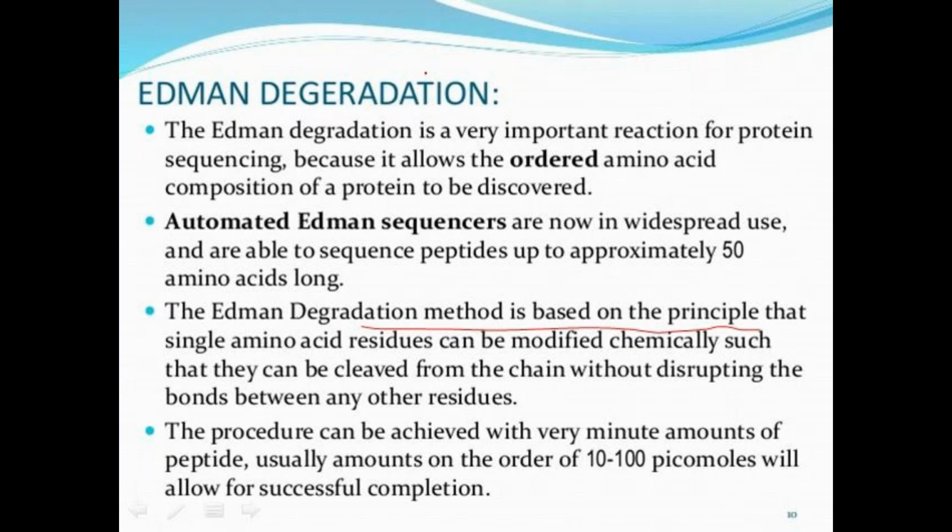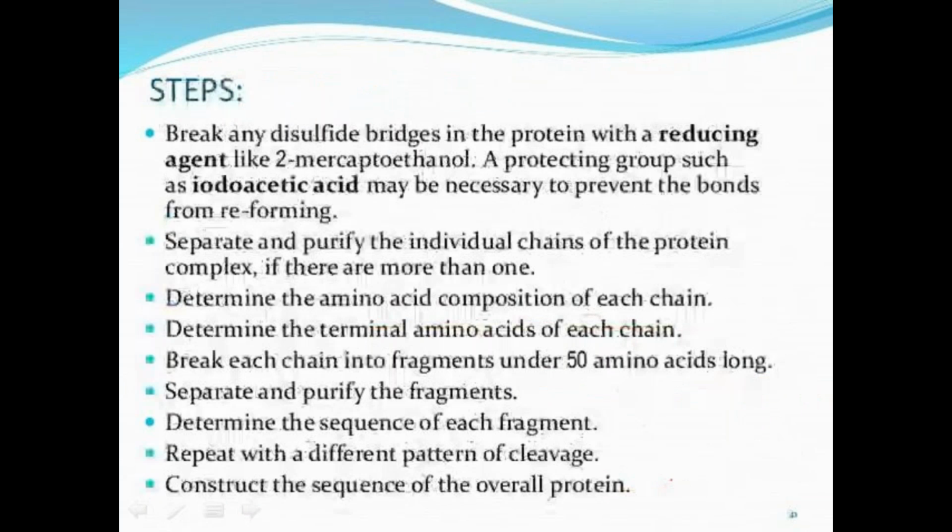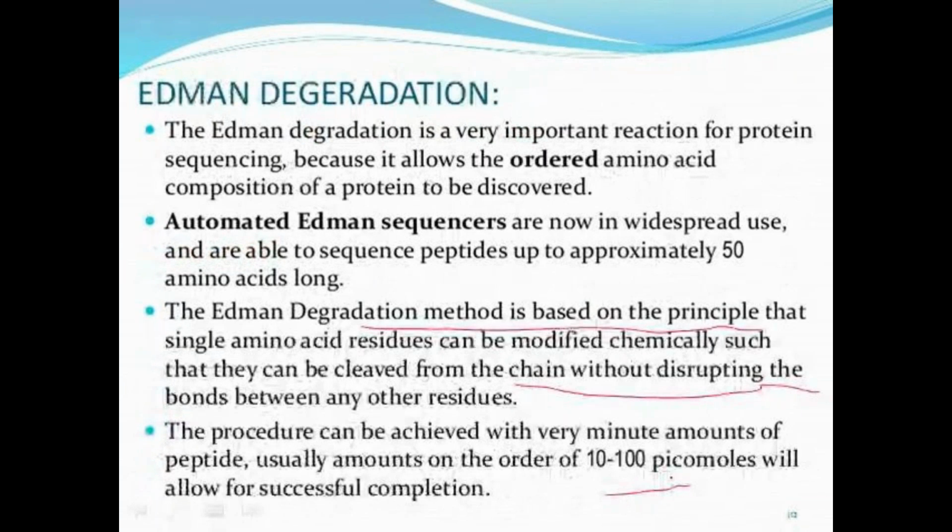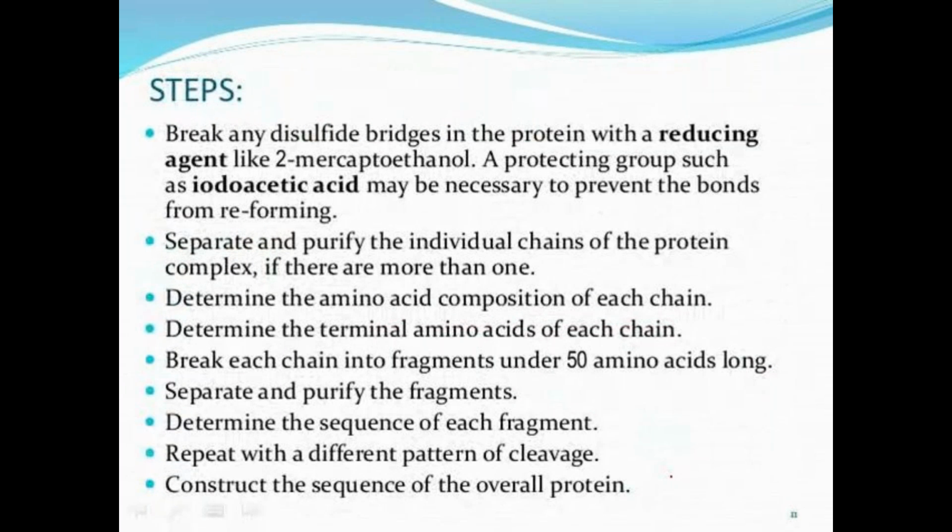What he did was take only the single amino acid that can be modified by a chemical method without disrupting the bonds between the other residues. Within minutes we can determine the sequence. Usually amounts in the order of 10 to 100 picomoles will allow for successful completion. And this is the Edman method: what he used, what the process is, and what steps are involved in the determination of sequence by the Edman method.